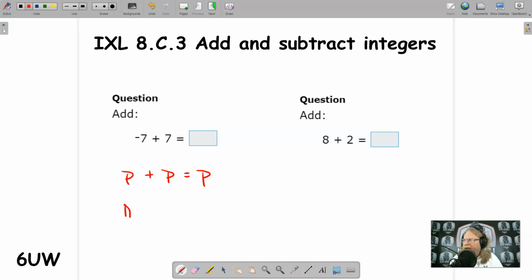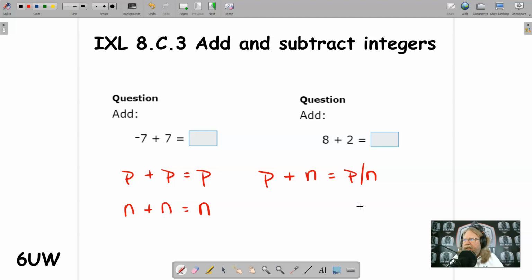And if we have a negative number, and that's not a very good looking n, is it? If we have a negative number and we add it to another negative number, it's just going to get more negative. So negative plus negative is negative, positive plus positive is positive. However, the question becomes, what if we have a positive number plus a negative number? How do we know if the answer is positive or negative? We're going to look at that as we get to that problem.